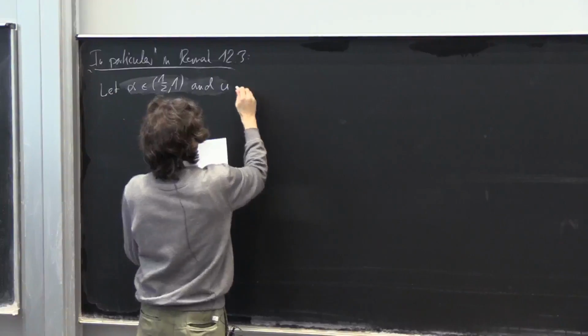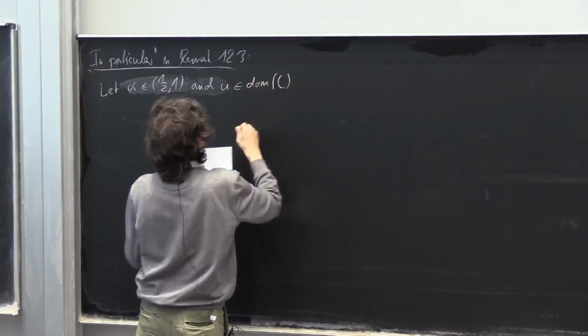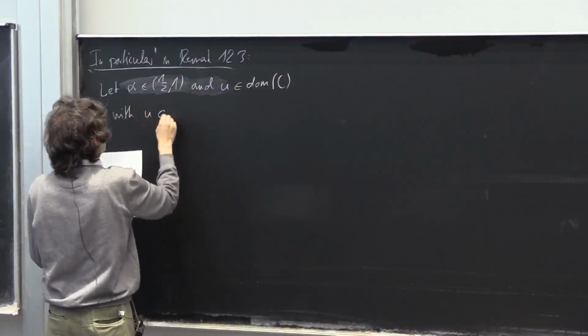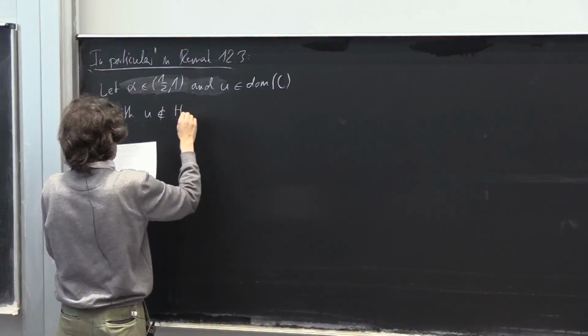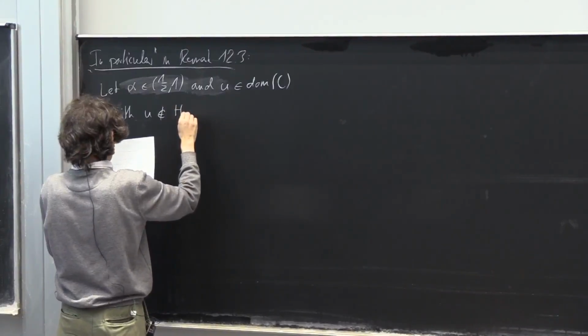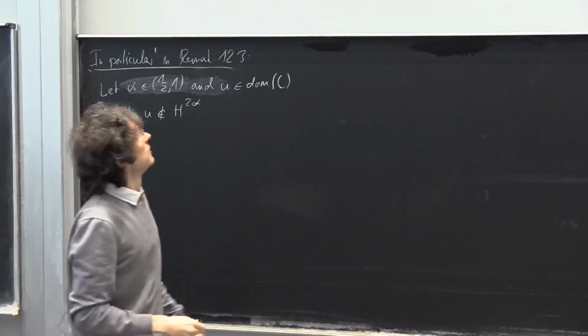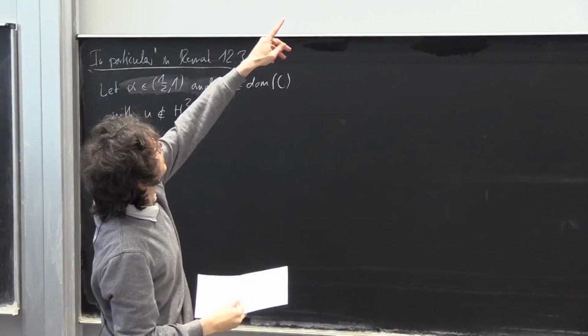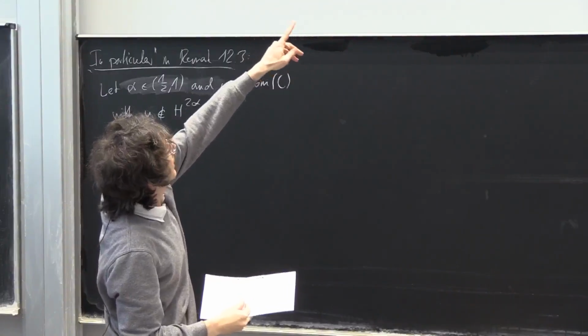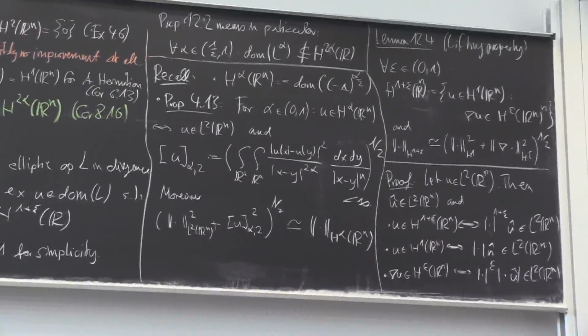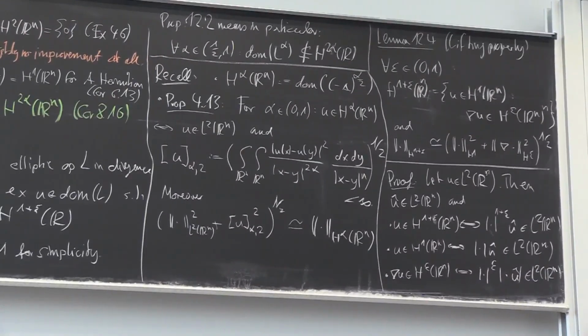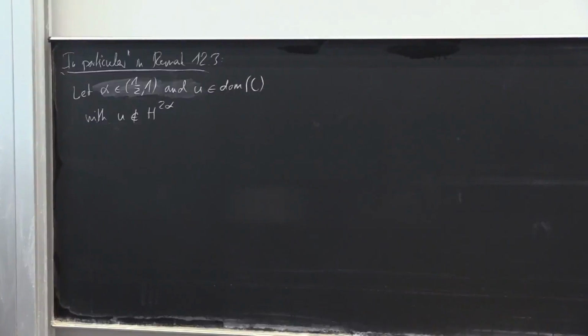and I take a u in the domain of L that is not in H^{2 alpha}. This is possible by Proposition 12.2 because this tells me there is a u in the domain of L that is not in H^{1 plus epsilon}, for any epsilon. So since alpha is greater than 1/2, 2 alpha is greater than 1, so I find such a u. Now that is what we will prove in Proposition 12.2, but for the moment, suppose that this is true.